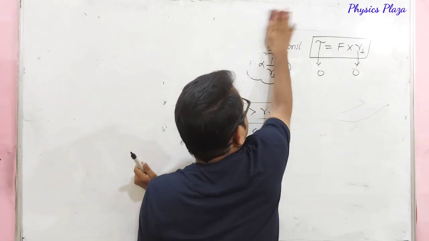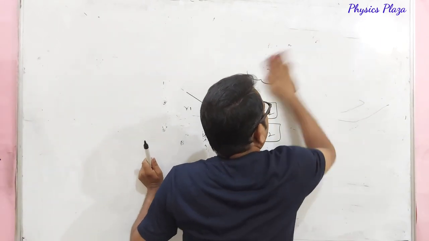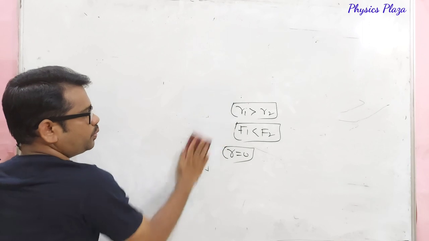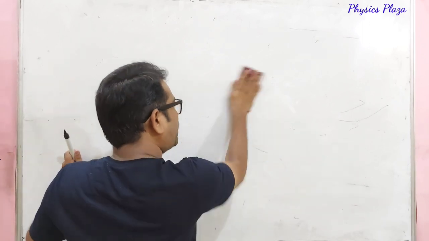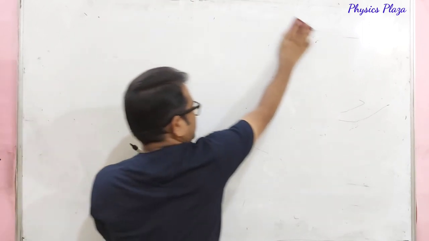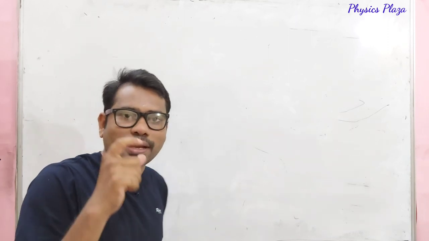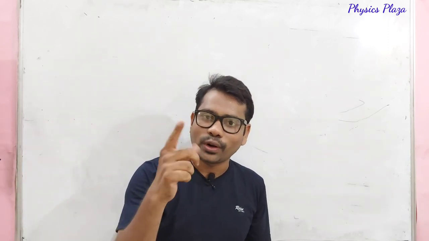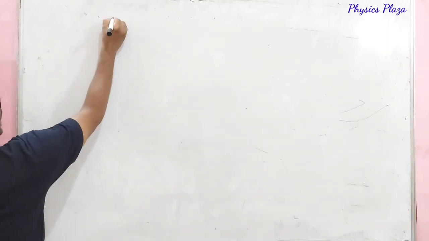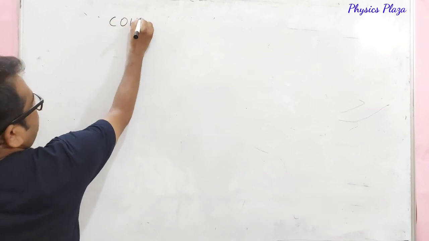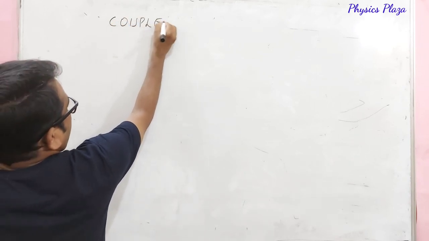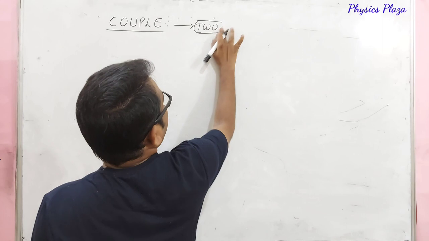Now we will discuss the next concept after moment of force, which is a couple. So what is a couple and an example? It's very simple, dear children. We are going to learn what a couple is, what the effect of a couple is, and what its example is. Let us see here. Couple.